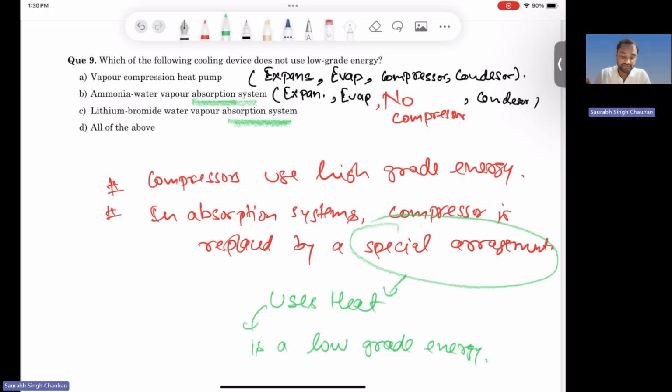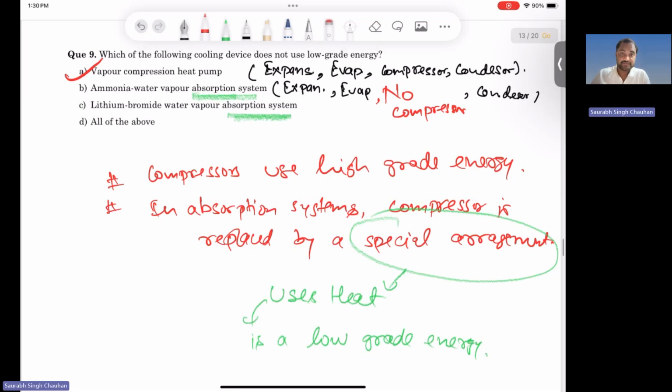So now you can answer this question: which of the following cooling devices does not use a low grade energy? The vapor compression heat pump, because it has a compressor, and to run the compressor you need high grade energy. You cannot run the compressor by using low grade energy directly. So option A should be the correct option. I hope it was clear.